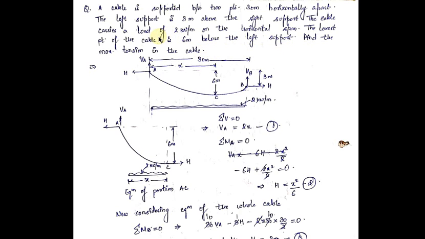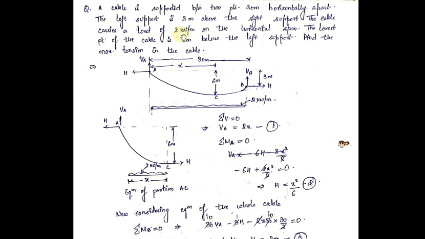Now, in the question we are given that the cable is supported between 2 points. Suppose those 2 points are A and B. Those 2 points are 30 meters horizontally apart, so the horizontal distance between these 2 points is 30 meters. It is also given that the left support is 3 meters above the right support. So the left support is support A. It is above the right support, that is support B, by 3 meters.